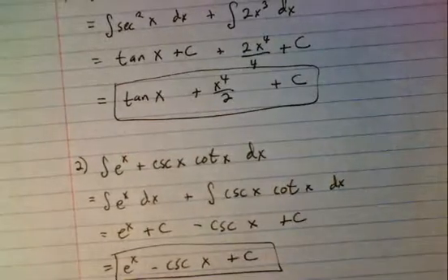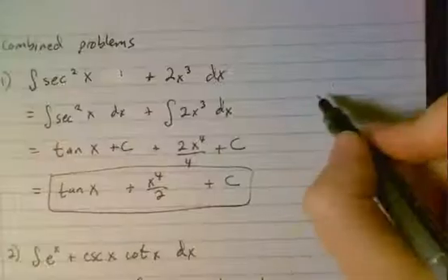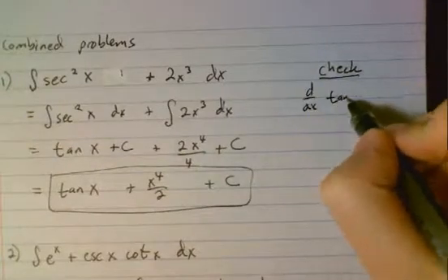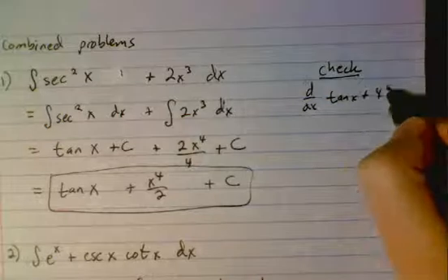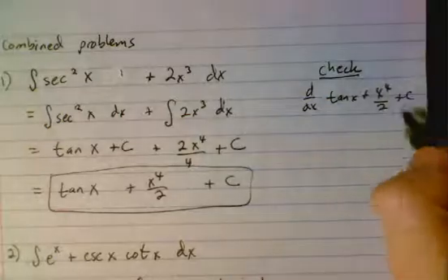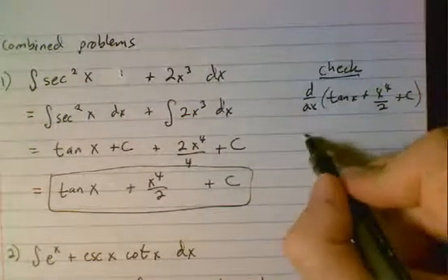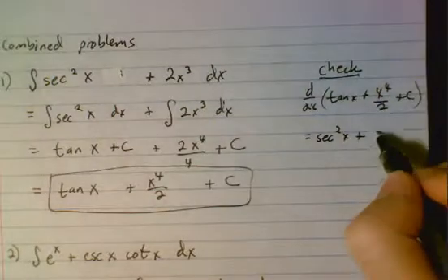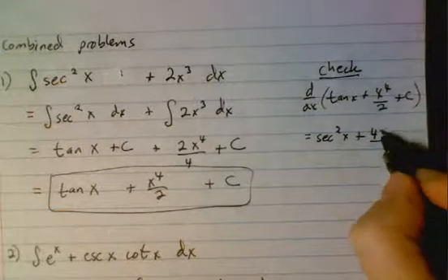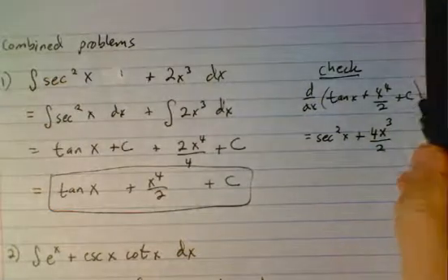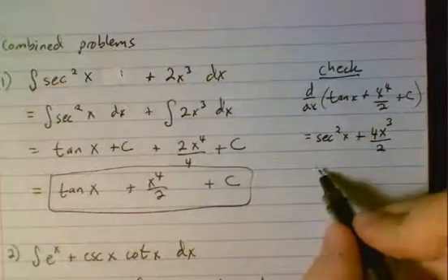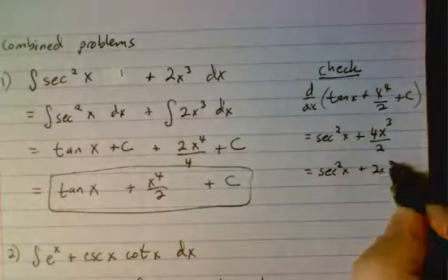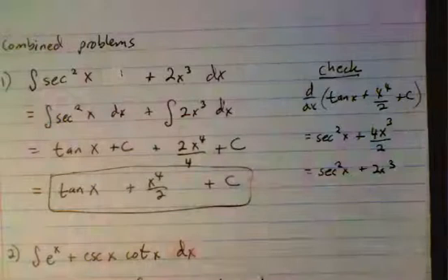And we can always check these by taking the derivative again. So here's my check. The derivative of tangent is secant squared. Here we bring down this 4, subtract 1 from the exponent, and the derivative of any number is just 0. So we should get secant squared x plus 2x to the third. That's exactly what we had to start off with.